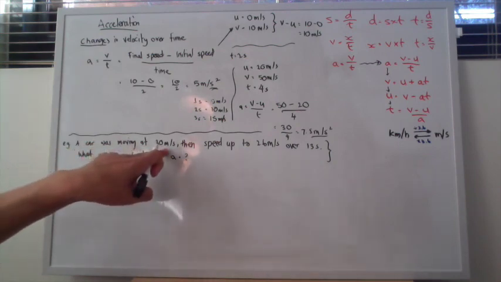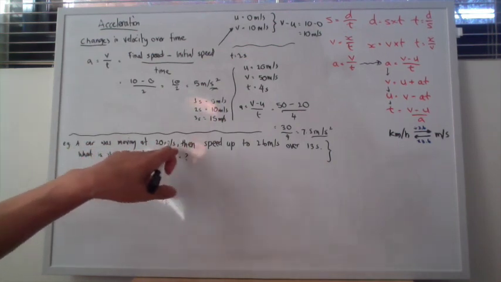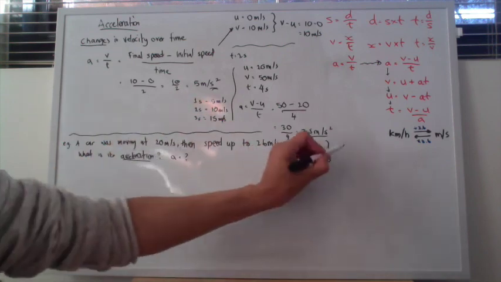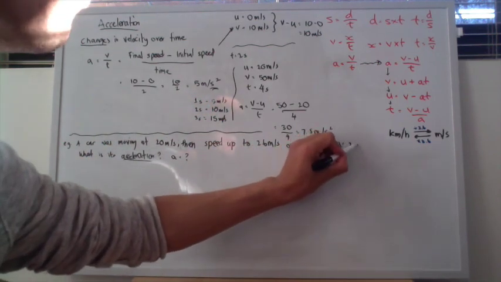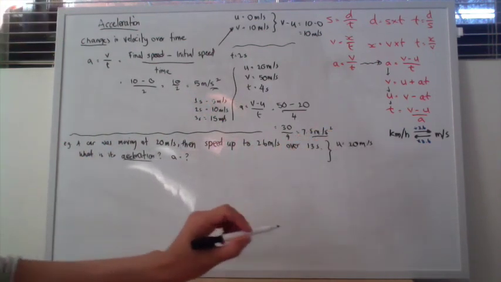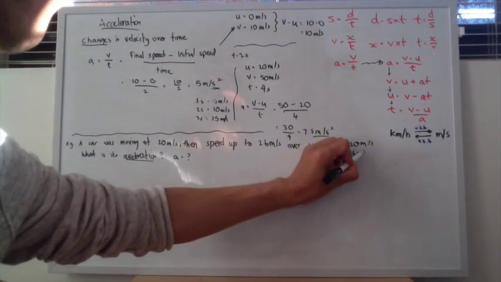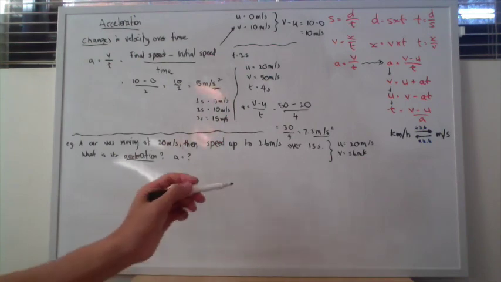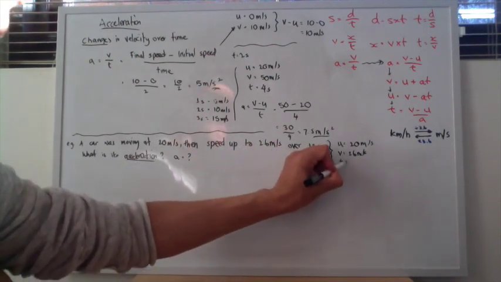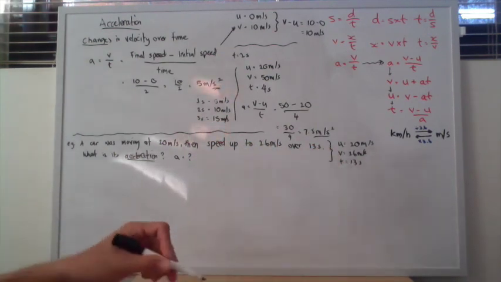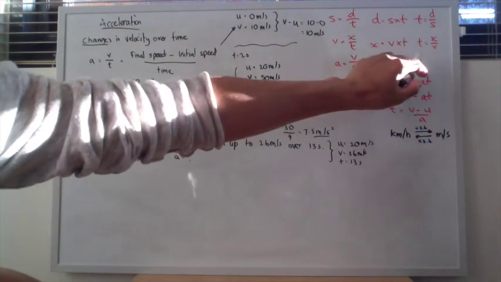It was moving at 20 meters per second and then it speeds up. So it's telling you that the initial speed, u, is 20 meters per second. It speeds up to 26, so v is therefore 26 meters per second, right? And it does that over 13 seconds, so t is equal to 13 seconds. I now have all my components ready. I got the v, the u, and the t.